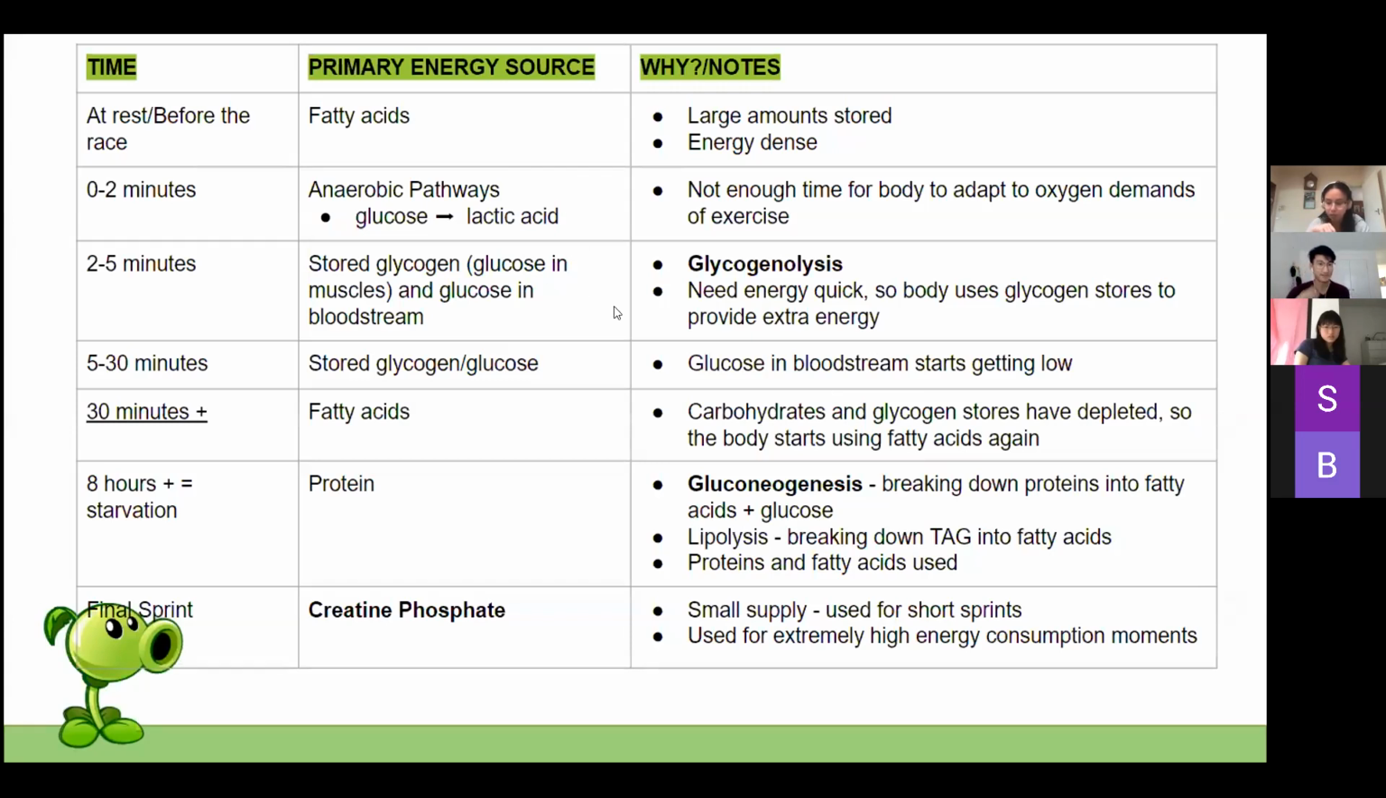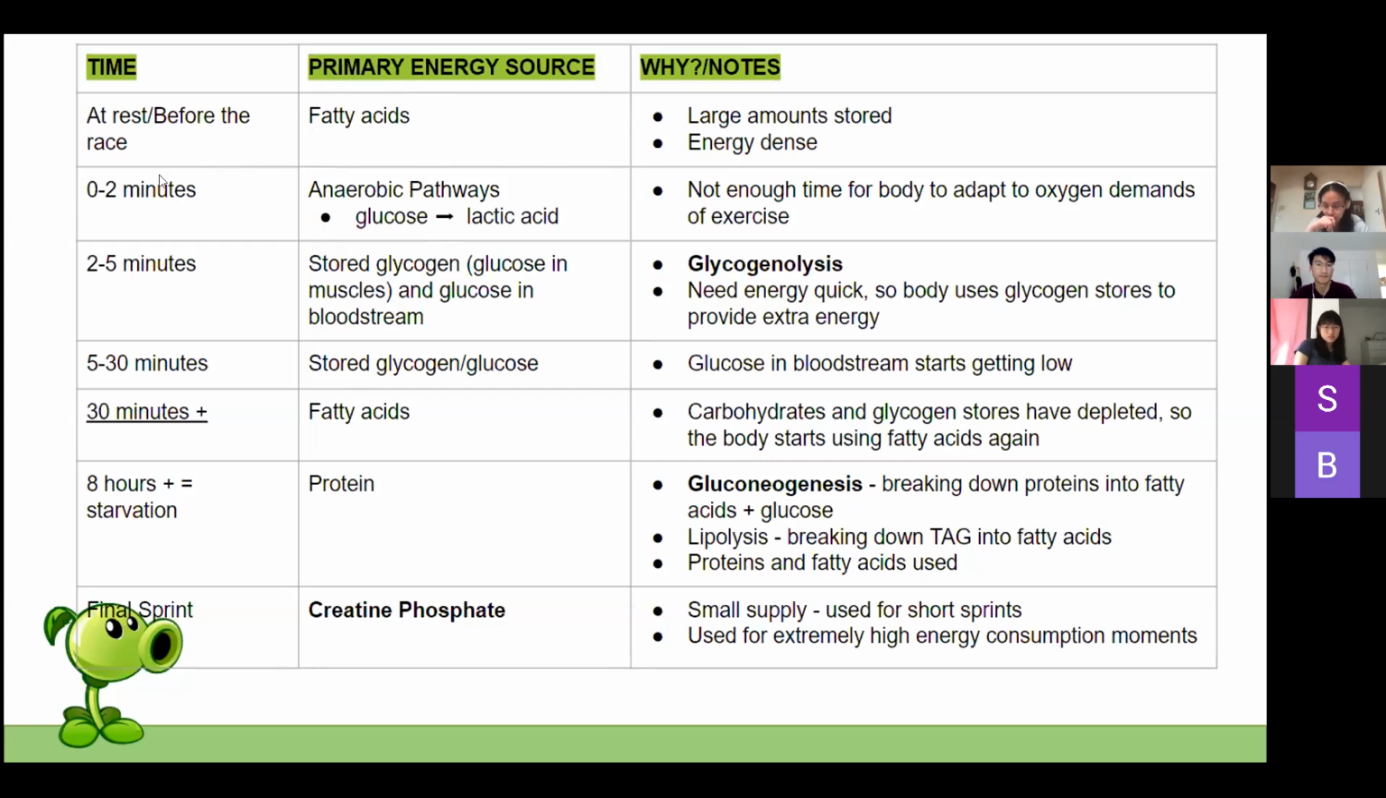All right. So I guess it's kind of like a timeline. If you could imagine you're a marathon runner or something, and you're having a race, this basically goes through the primary energy source throughout each stage of the race. So let's start with before the race, right? Just warming up. You're primarily going to be using fatty acids, because they're really energy dense. So I guess they're more efficient for producing energy.